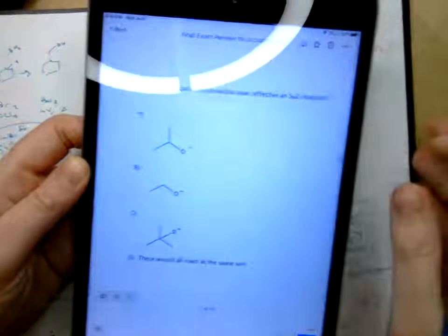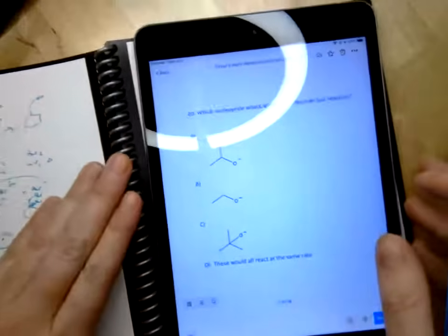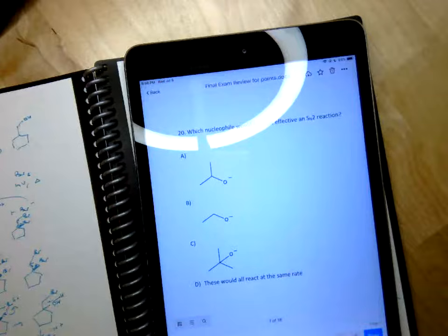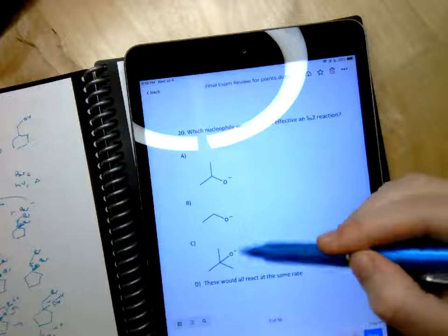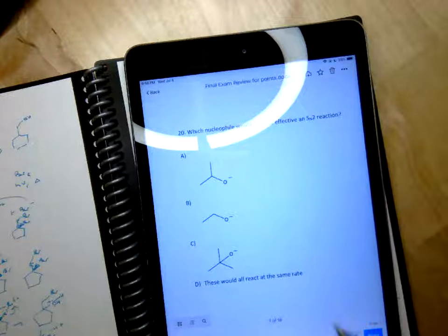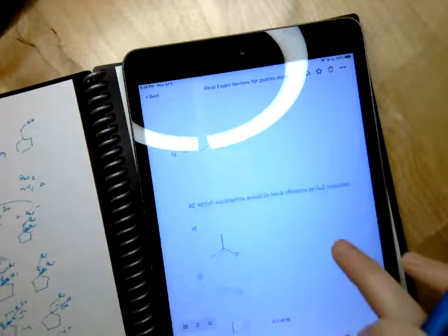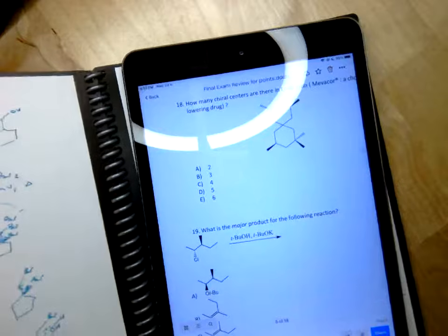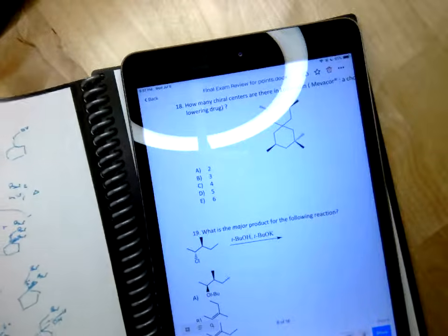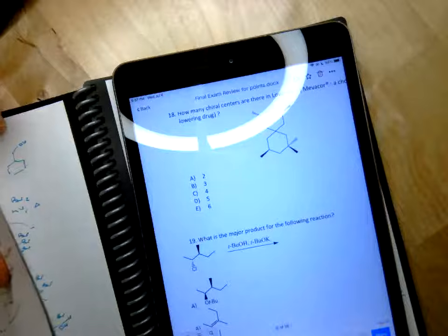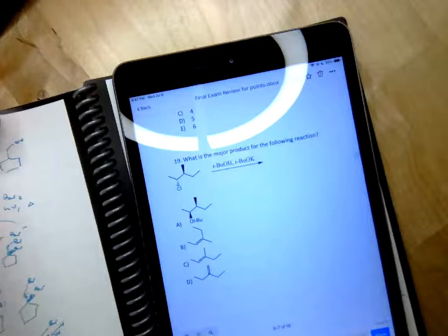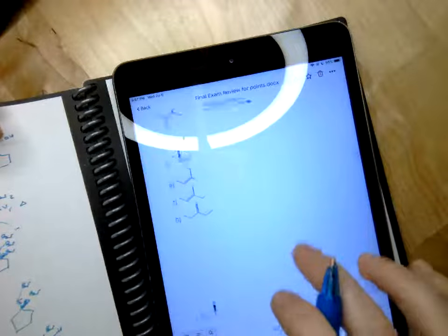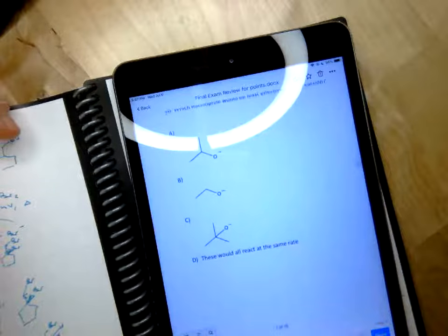Okay, which nucleophile would be the least effective in an SN2 reaction? The most effective nucleophile in an SN2 reaction would be one that is negatively charged. All these are negatively charged and they all have the same atom attacking. Oh, I realized I didn't update my answer key. 18 would be B or C, depending. 19 is answer choice E.